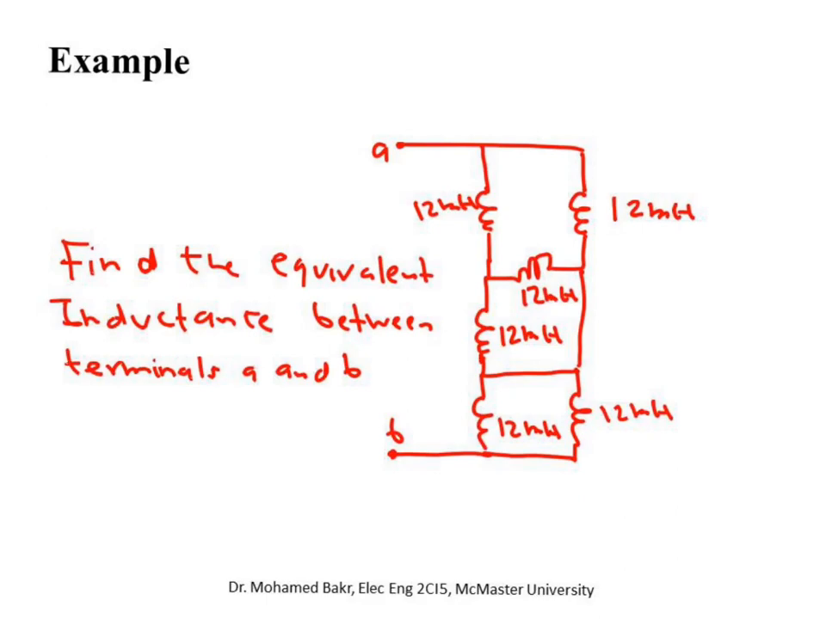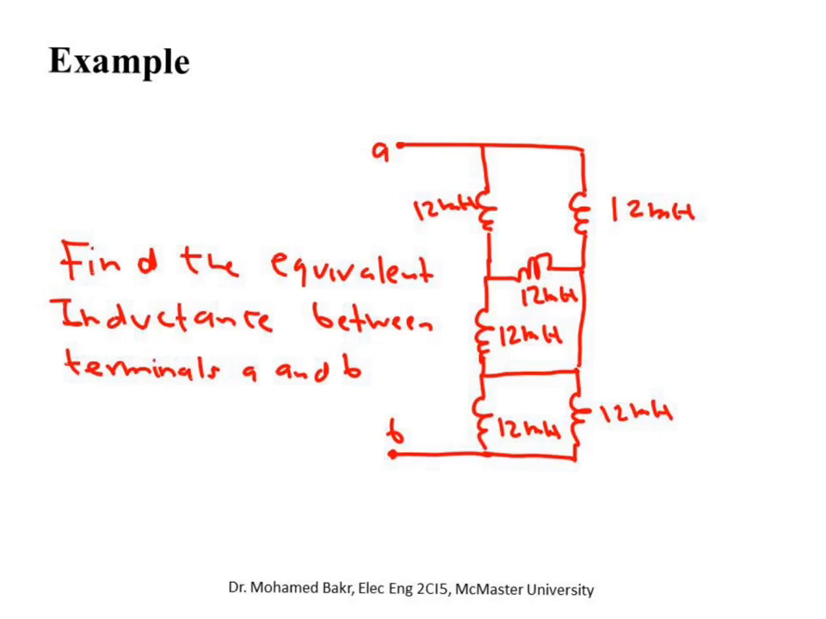Okay, let's take a look at this example. We have a number of inductances connected in the shown way. We would like to find the equivalent inductance seen between points A and B. So this point A, this point B. This whole combination can be replaced by just one inductance of value L equivalent. I would like to find this L equivalent.